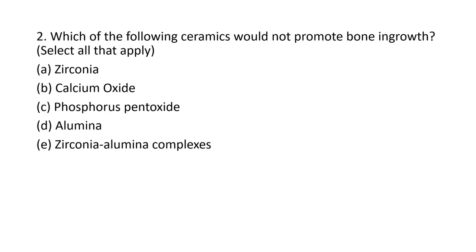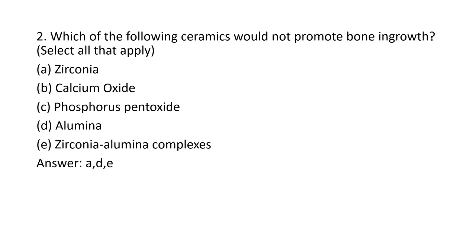Can anyone of you answer this? The answer is zirconia, alumina and zirconia alumina complexes. Why? Usually for bone ingrowth, the biomaterial should be bioactive and not bioinert. Zirconia, alumina or zirconia alumina complexes are bioinert biomaterials. With regard to bone tissue engineering, you would have studied about two types of materials called bioinert materials and bioactive materials.